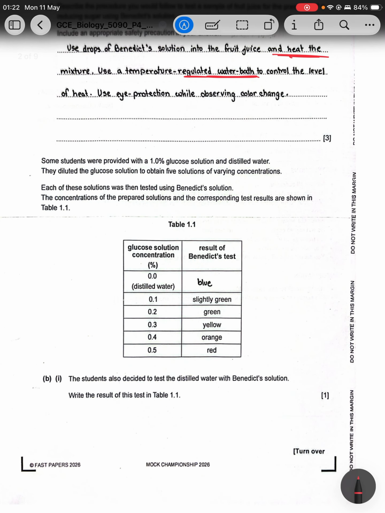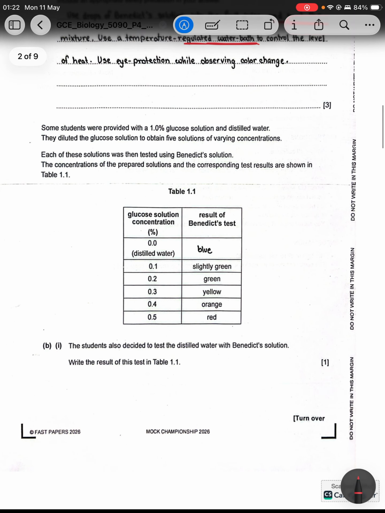Some students were provided with 1% glucose solution and distilled water. They diluted the glucose solution to obtain 5 solutions of varying concentration. Each of these solutions was then tested using Benedict solution. The concentration of the prepared solutions and the corresponding test results are shown in table 1.1. So we didn't have this value. This is a blank one, and we have this.